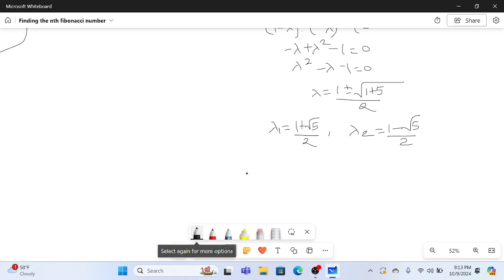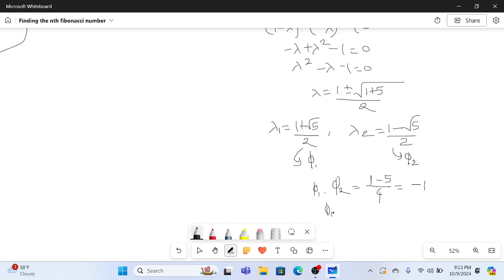Now these are some special values. These are not just random numbers. These are actually the golden numbers, golden ratios. Let's denote them by phi 1 and phi 2. There's a special property of this: phi 1 times phi 2 will be 1 minus 5 by 4, which is minus 1, right? The product of these two numbers is minus 1, and if I subtract phi 1 minus phi 2, I will just get root 5, right? These are properties of these numbers which will be helpful later on. Yeah, these are special numbers.